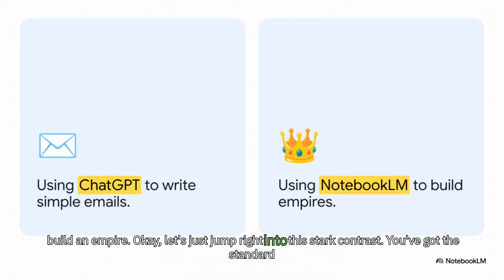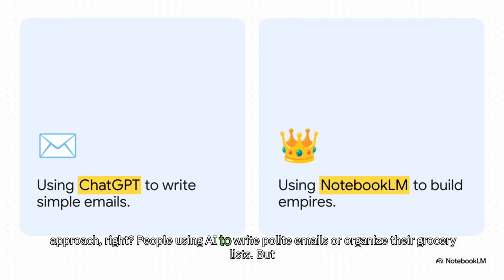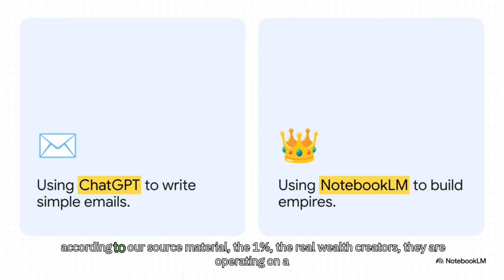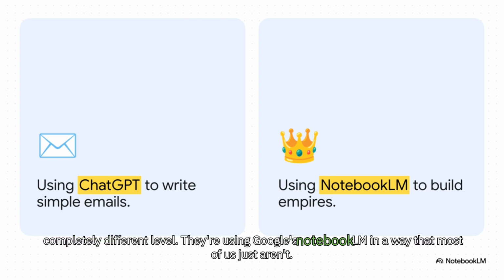Okay, let's just jump right into this stark contrast. You've got the standard approach, right? People using AI to write polite emails or organize their grocery lists. But according to our source material, the 1%, the real wealth creators, are operating on a completely different level. They're using Google's NotebookLM in a way that most of us just aren't.